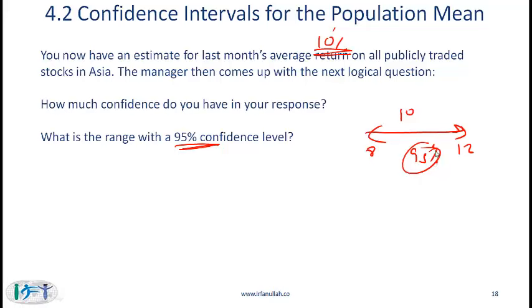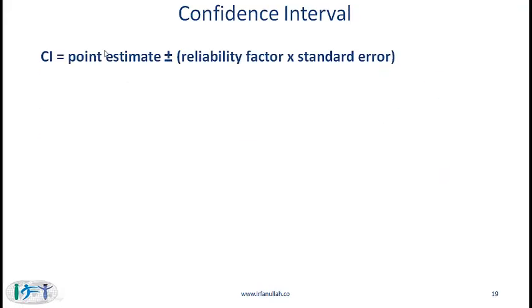So what we are now going to talk about is how we come up with a range of possible values for the population mean given a certain level of confidence. Here is the basic formula we'll use. The confidence interval, which is essentially the range, is your point estimate, 10% in our case, plus or minus a reliability factor times the standard error. We've already talked about the point estimate. Now we are going to understand reliability factor and standard error.